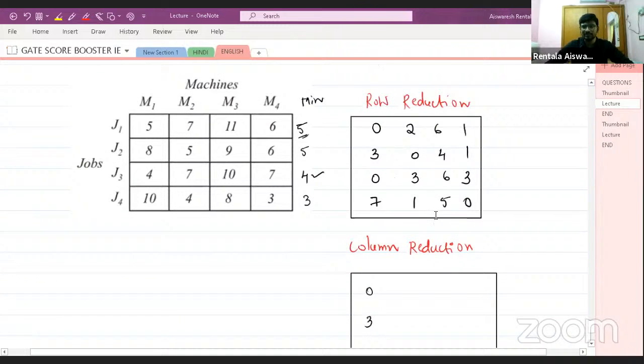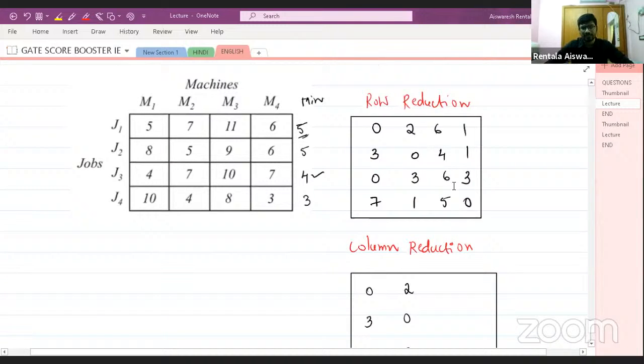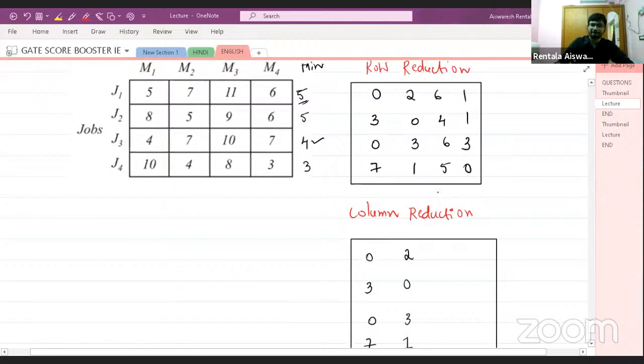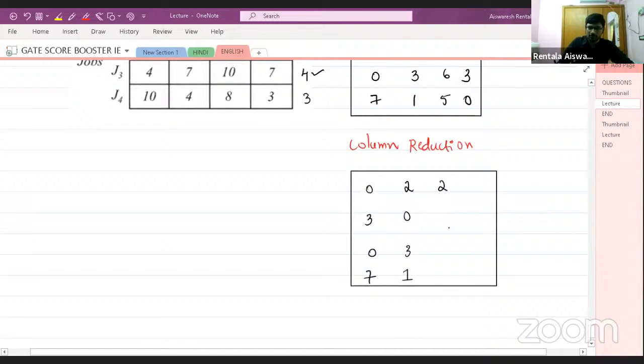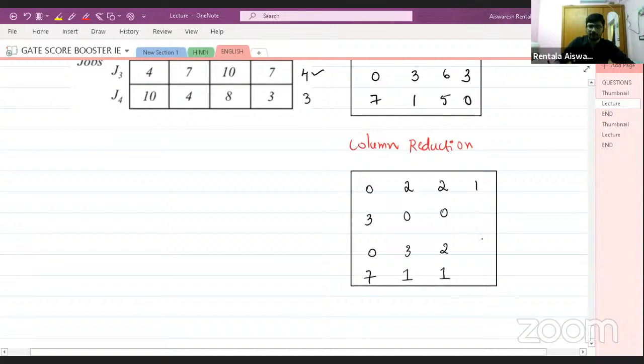So in the second row also you can see 0, so no change. 2 0 3 1. Okay, so in the third row, what is the minimum? 4 is minimum, so this becomes 2 0 2 1. Okay, so in the last column you are already having 0, so there will not be any change. So 1 1 3 0.